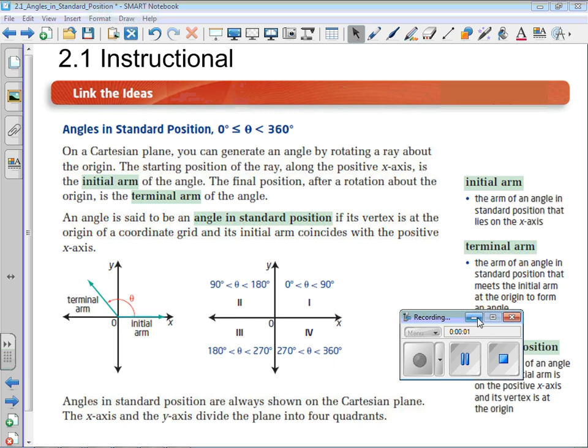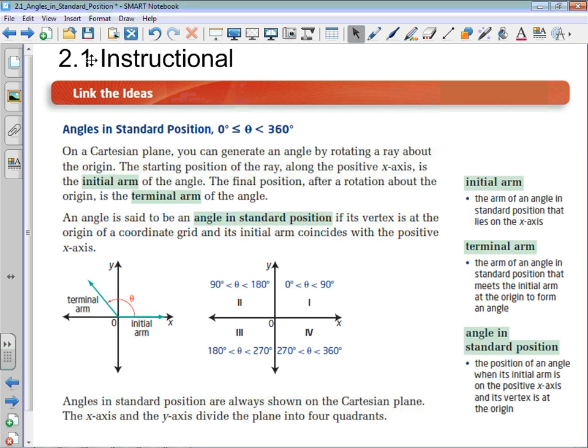Welcome to Chapter 2 for Math 20-1. This is the 2.1 instructional video where we're just going to lay down some of the terminology that I'm going to use throughout the chapter.